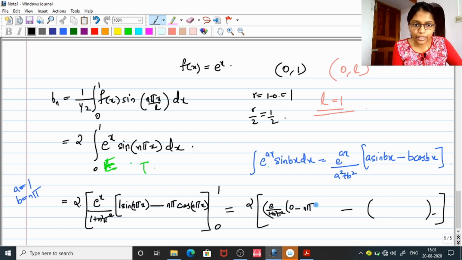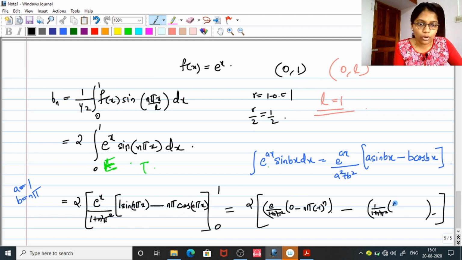n pi into negative 1 raised to n. That's it. And for the lower limit, it is e raised to 0 by 1 plus n square pi square. e raised to 0 is 1, any number raised to 0 is 1. So, 1 divided by 1 plus n square pi square into, what is sin 0?